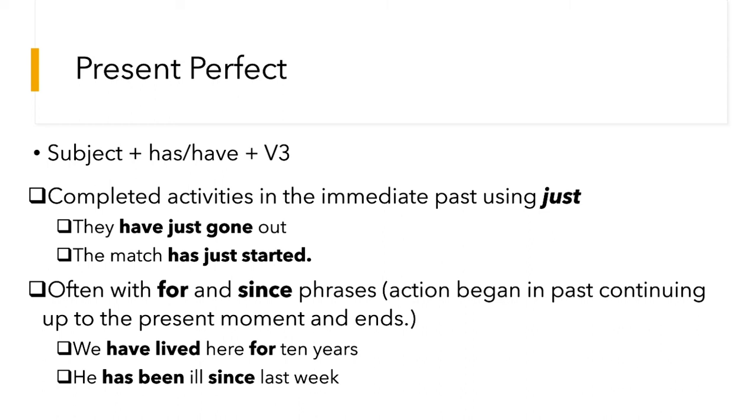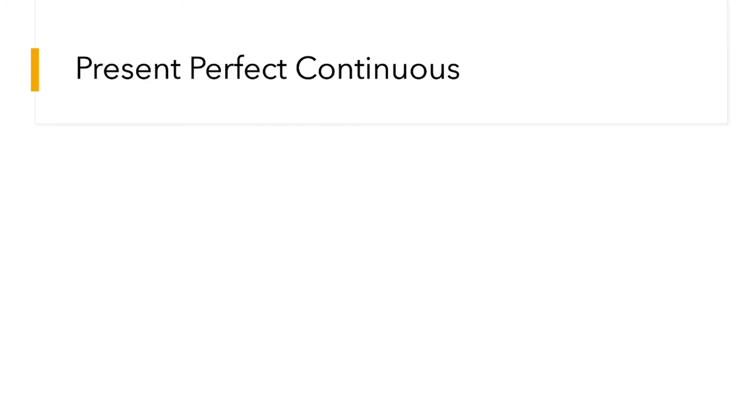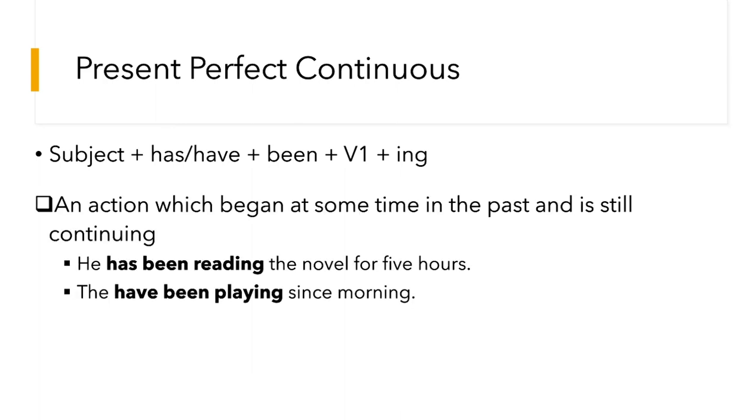Now let's take a look at present perfect continuous, the formula being subject plus has or have plus been plus the first form of the verb plus ing. So you already know when to use has or when to use have. When the subject is singular, you use has. When the subject is plural, you use have.